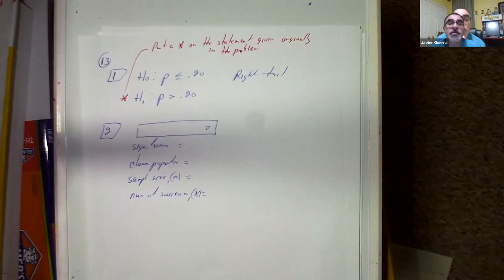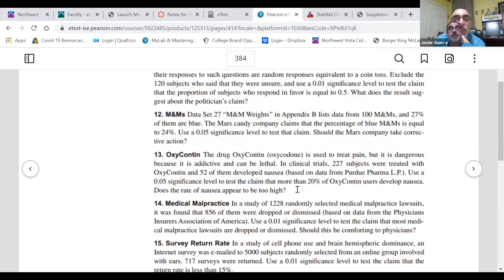All right, what is your significance number? Who can find it for number 13? Significance. I'll give you a hint. You've got to look for the word significance. Your significance is 0.05. So that's your significance number, 0.05. You just look for the word significance, and right after it or before it is your significance number.